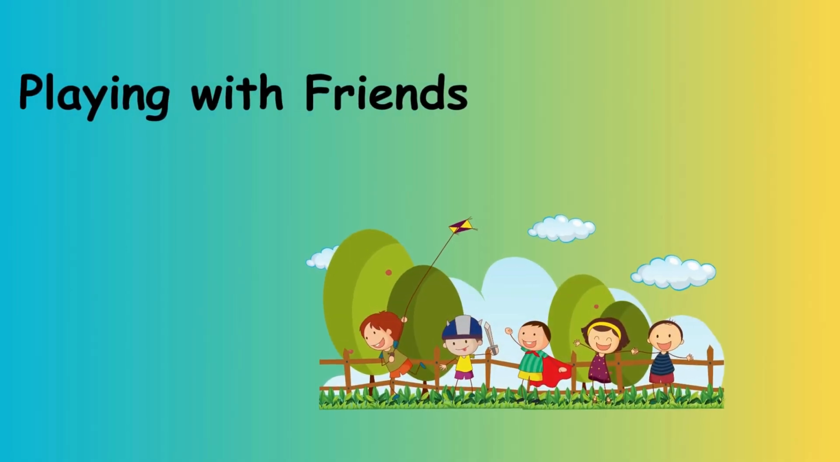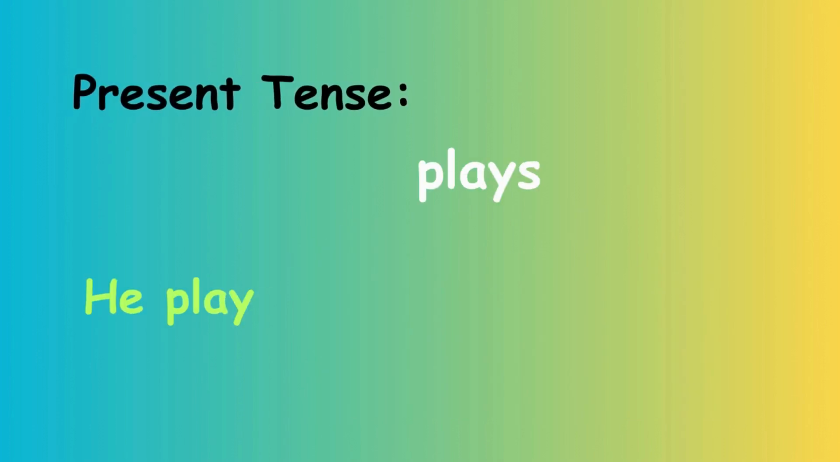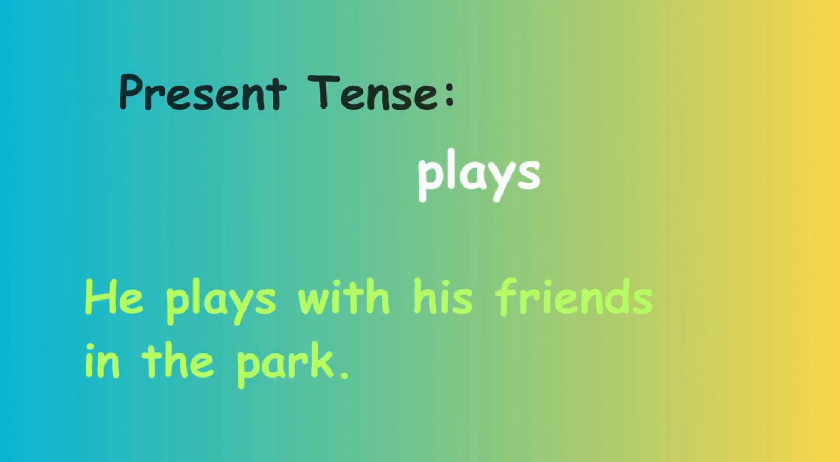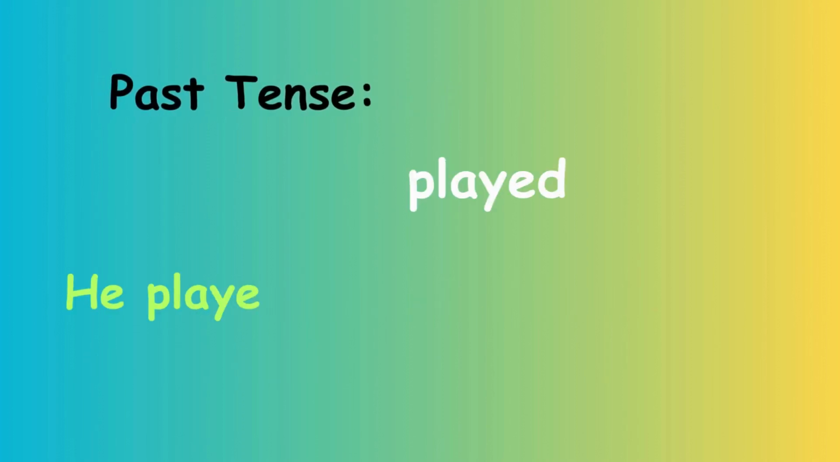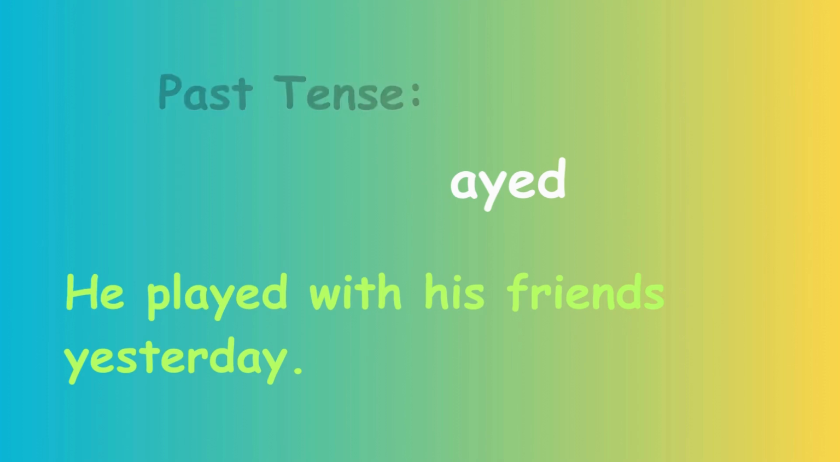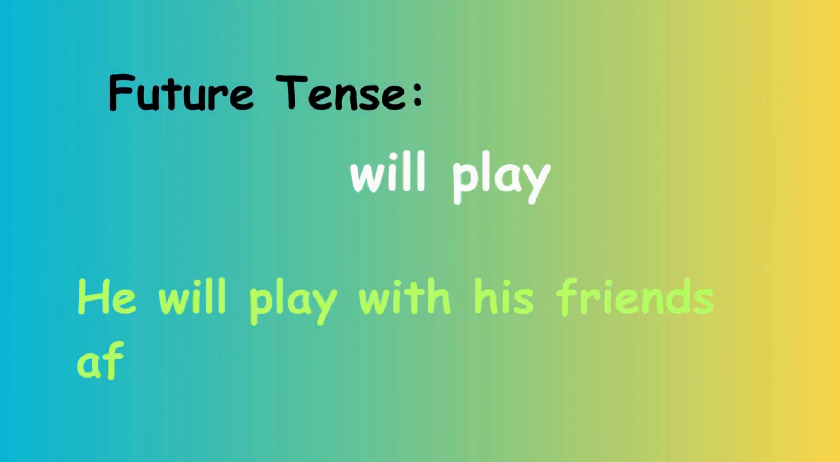Playing with friends. Present tense. He plays with his friends in the park. Past tense. He played with his friends yesterday. Future tense. He will play with his friends after school.